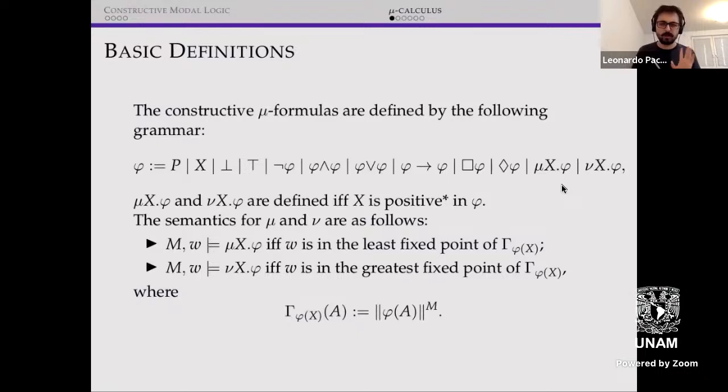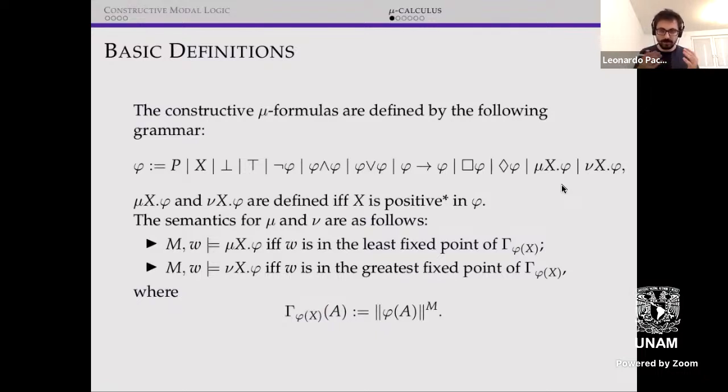There's a small detail I'll comment on later, but these two types of formulas are not always defined. You're going to require that x is something called positive in phi. This is so that the semantics is well behaved. Let's not think too much about this, and we'll come back to it later. So now, say we have some formula psi of x, we're going to define this operator gamma, that takes a set A into the set of worlds of some model where psi of A holds, like psi with A in the place of x.